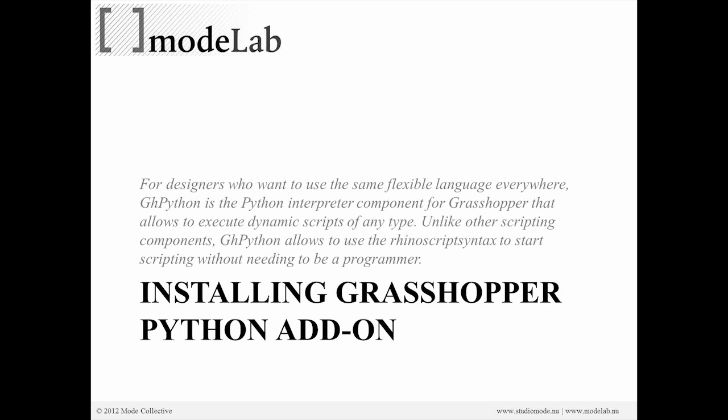The objective of the add-on, as written by the developers for Grasshopper, is to have the same flexible language everywhere in both Rhino and Grasshopper. They call it GHPython. That's the interpreter for Grasshopper that allows us to execute dynamic scripts of any type using the Python syntax. Unlike the other scripting components that Grasshopper has, GHPython allows us to use the Rhino script syntax to start scripting without needing to understand more high-level or abstract elements of scripting.